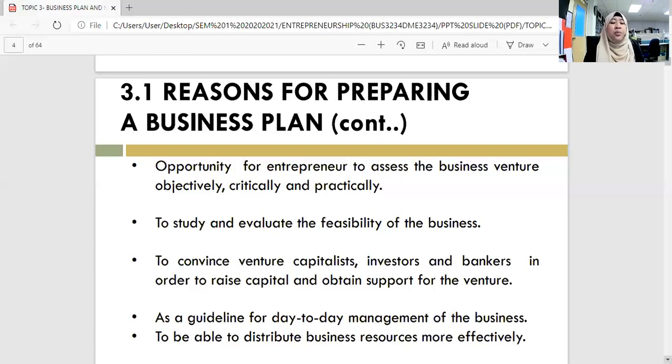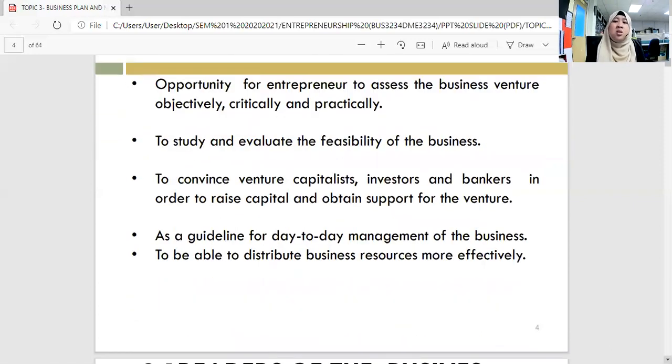All right. The last one is to be able to distribute business resources more effectively, meaning how much the investor may invest towards our business, and how much of our savings we use to start up our capital. We have to make sure that the business resources, especially the financial resources and the raw materials that we gain, can be fully utilized, and that the resources are not wasted. So this is the reason why we have to prepare the business plan.